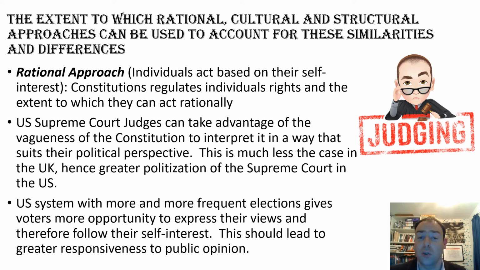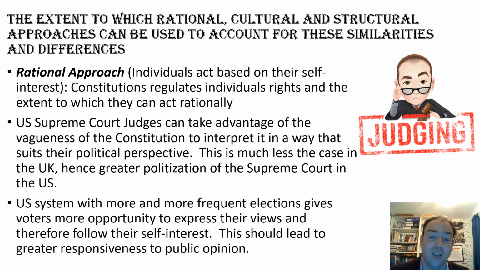So in the US, the Supreme Court judges can take advantage of the vagueness of the Constitution to interpret things in a way that suits their political perspective. This is much less the case in the UK, where you've got very extensive pieces of legislation with therefore slightly less room for interpretation. This has led to a greater politicization of the courts in America, particularly the Supreme Court, than we've seen in the UK. And therefore, this nature of the Constitution and rational choices that people can make because of it explains part of the difference of how the systems have developed.